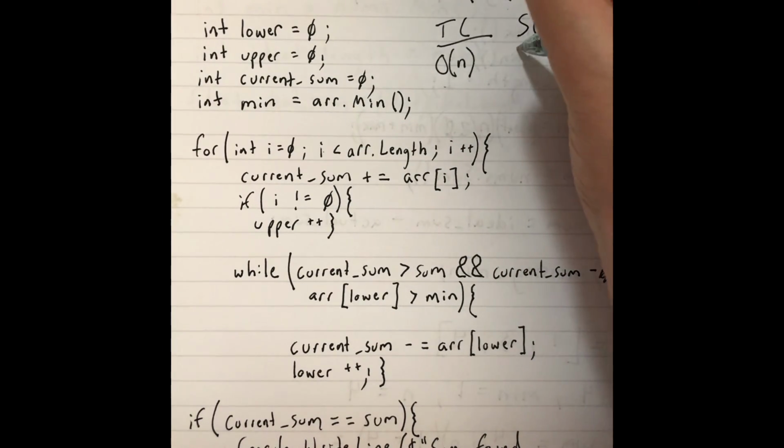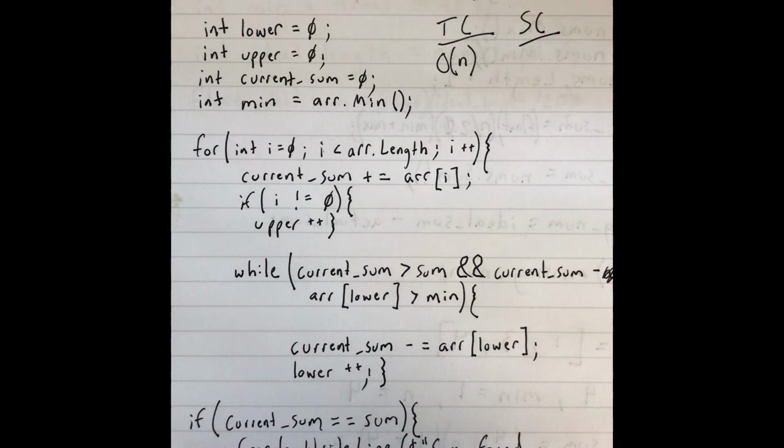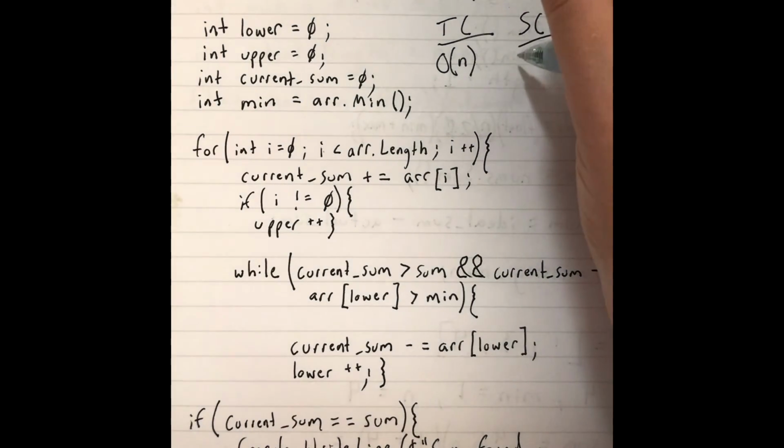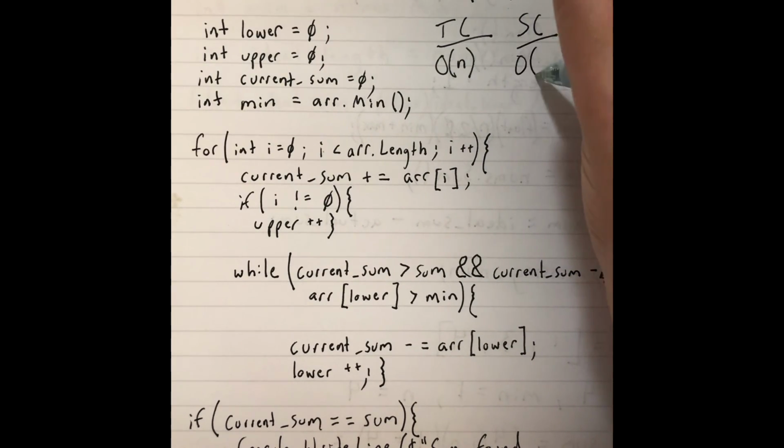Now for space complexity, we only initialize a few variables, nothing close to the amount of variables as there are numbers in the array, so our space complexity is going to be constant.